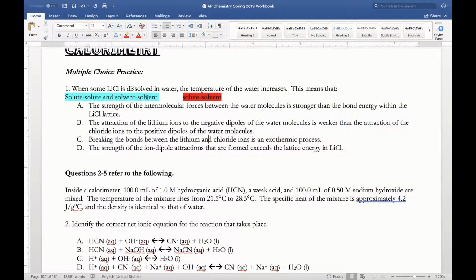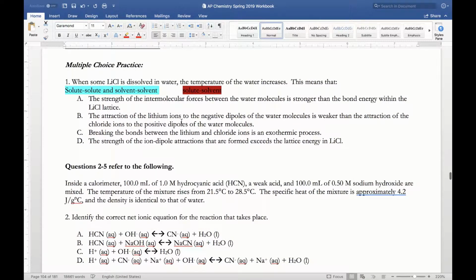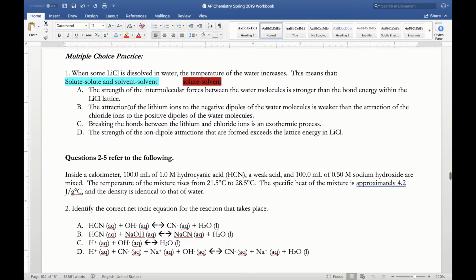So remember, if your overall reaction is exothermic, that means that your solute-solvent interactions are stronger, while if your solute-solute and your solvent-solvent interactions are stronger, then it's going to be endothermic. Since this is exothermic, I know that my solute-solvent interactions are stronger. So if I look at all these different options, A says the strength of the intermolecular forces between the water molecules is stronger than the bond energy within the lithium chloride lattice. Well, I never compared the strength of the solute-solute and the solvent-solvent interaction, which is what this is doing. So that's not an option.